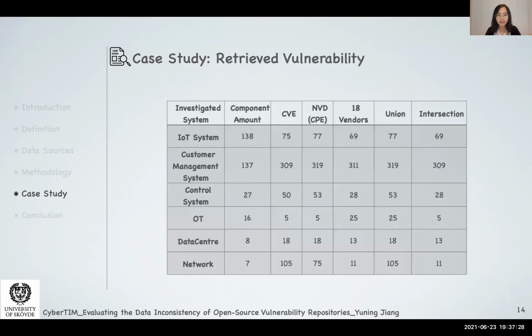This table lists the amount of vulnerabilities found for each subsystem from CVE, NVD, and vendors separately. The investigated system contains components provided by 18 different vendors. Among them, 10 vendors provide specific sections for security advisories. On average, if we take the intersection set, the customer management system has the highest number of vulnerability instances per component. In contrast, the operating system has the least amount of vulnerability instances per component.